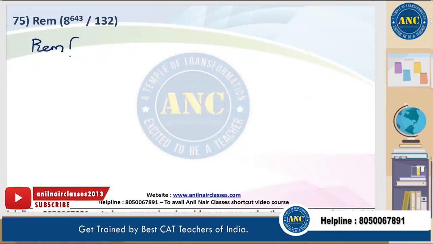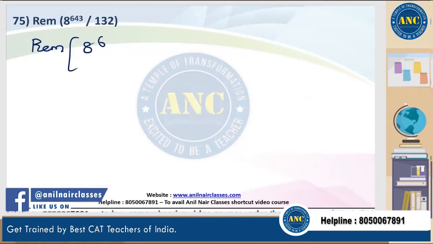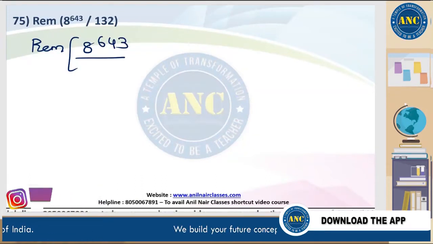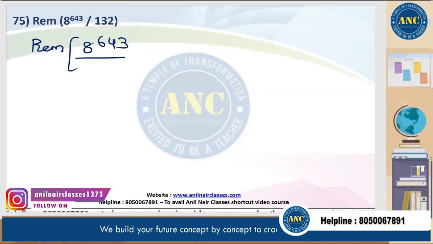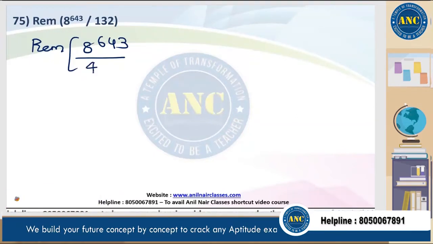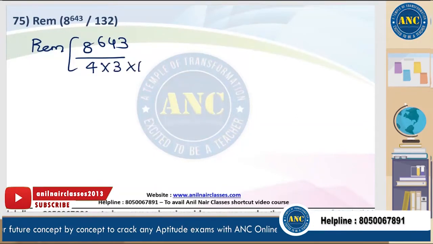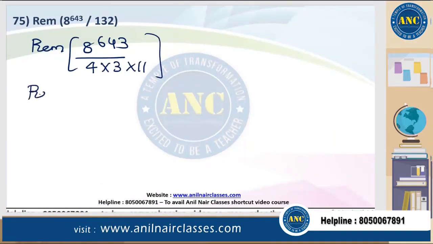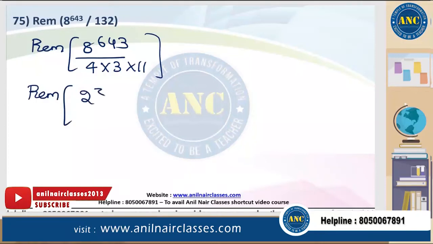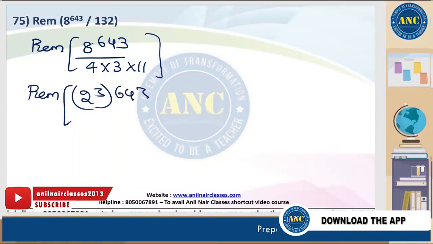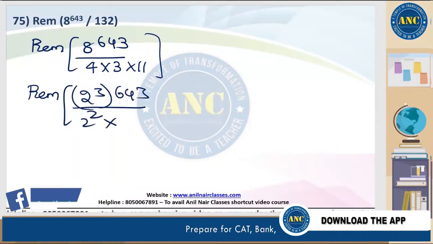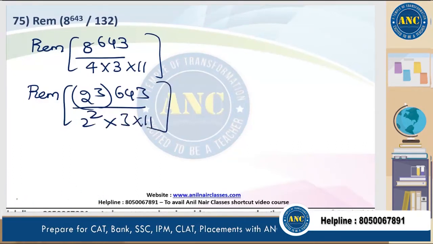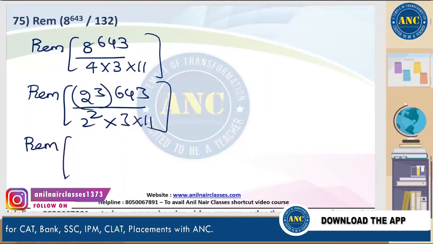8 power 643 divided by 132. What will be the factor? 132 is 4 into 3 into 11. 12 11s are 132. So this is nothing but 2 cube power 643 divided by 2 square into 3 into 11. So this will be remainder 1.